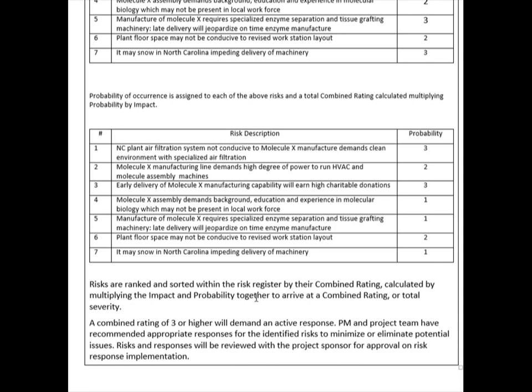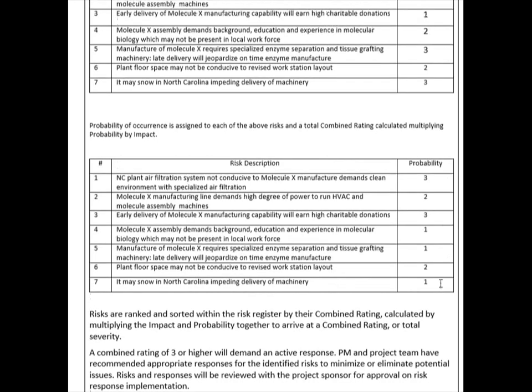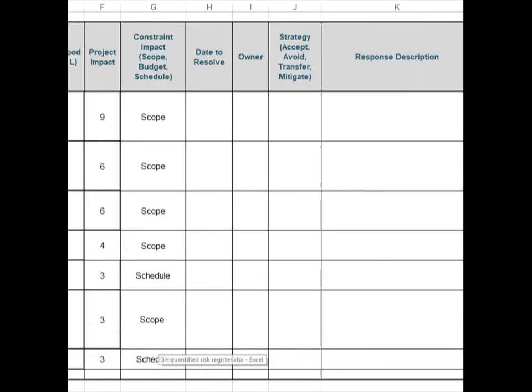So I talk about how I can create that combined rating, multiplying the impact and probability together. So in my risk register, as I place these values, I multiply them together to come up with my combined rating. Let's look at our risk register then.